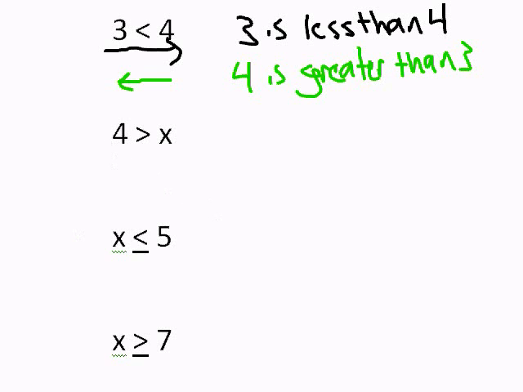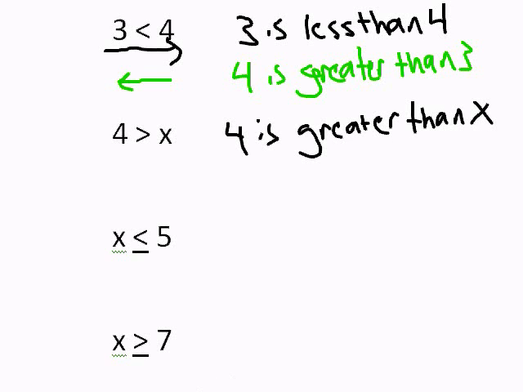Let's take a look right here. We can read it from left to right as 4 is greater than x. You can also read it from right to left as x is less than 4, because x is on the pointy end, which means x is the smaller thing, 4 is the bigger one, so x is less than 4.